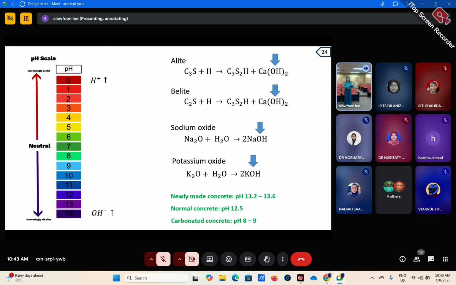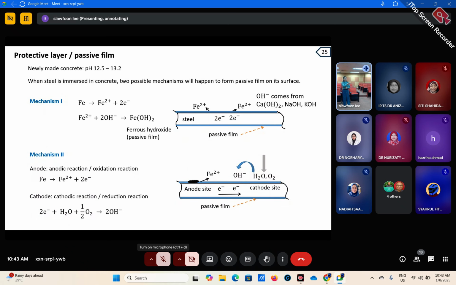Why will the old concrete reach 8 and 9? You know nowadays the carbon dioxide in the air, produced by our breathing or produced by cars, all these things, this carbon dioxide will penetrate into the concrete and start to reduce the pH of the concrete. So what is the advantage when the newly made concrete has such a high pH? When the newly made concrete has such a high pH, which is 12.5 to 13.2, it means inside the concrete exists this hydroxide ion, which is one of the components that is necessary to form the passive film.